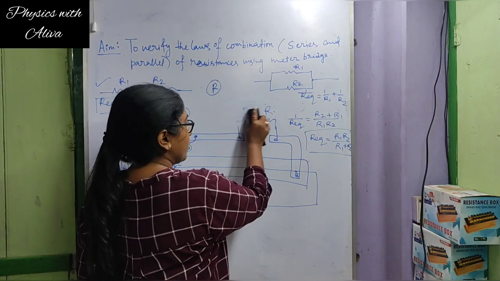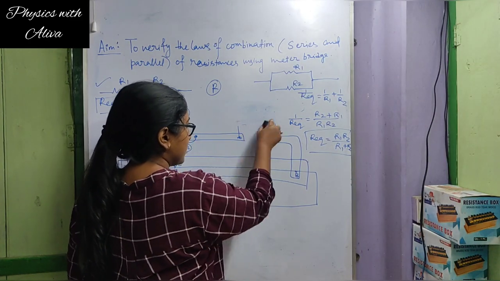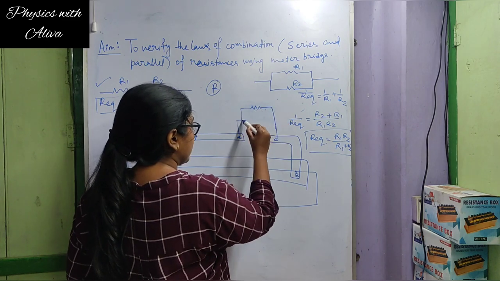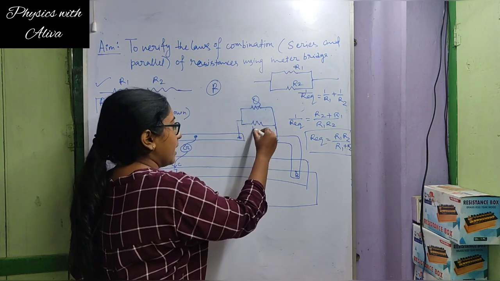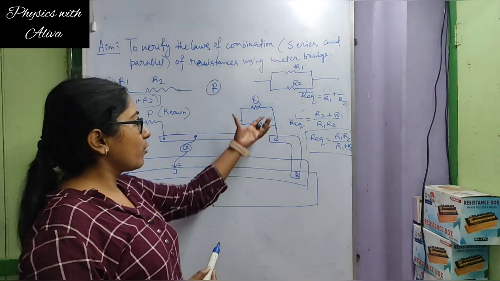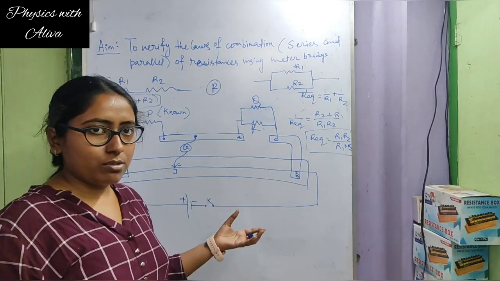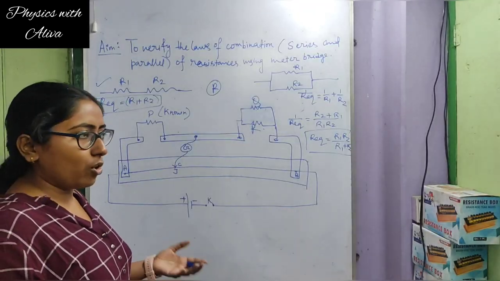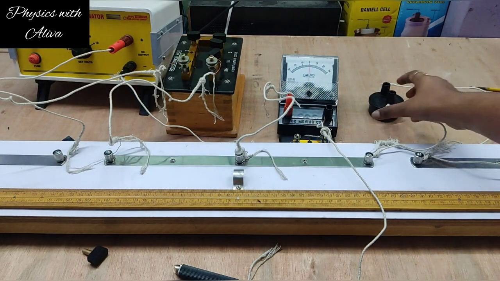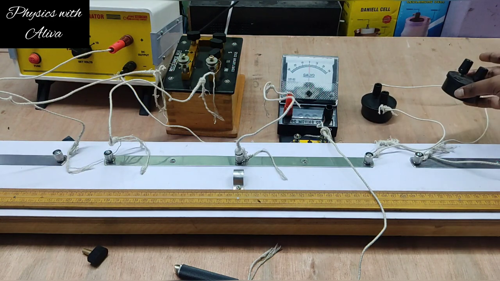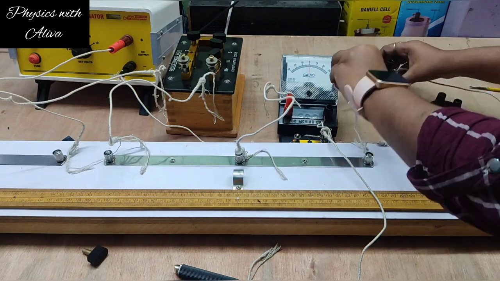And the next part of our work is, we have to replace this by the parallel combination of Q and R. And then we will try to get the equivalent resistance, R equivalent, for this parallel combination also. And then we can understand whether they are similar to this value or not. Okay. Now we will replace this resistance R by the series combination of R and Q. Okay. So make the connection.